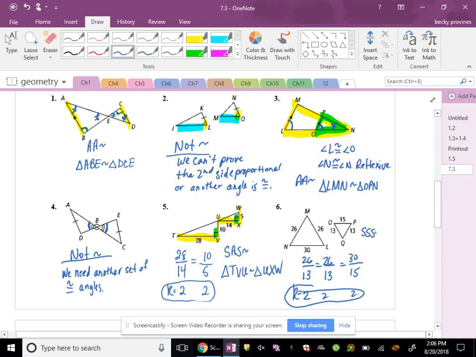And we're going to have to state how. It's by SSS. We know only the side lengths. And if you're asking, do we have to show these both? The answer is no. As long as you list one of them, you don't have to repeat the same information.